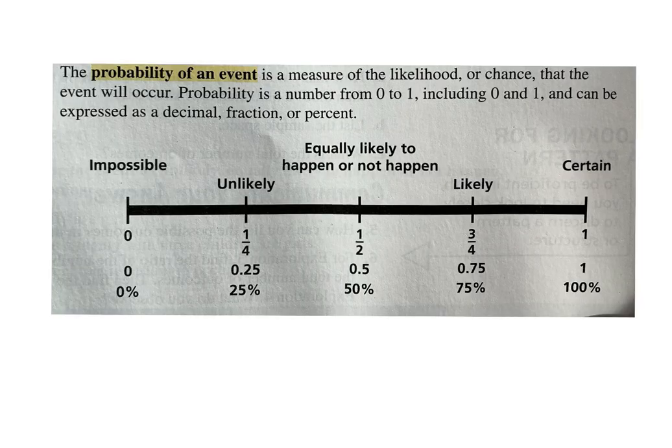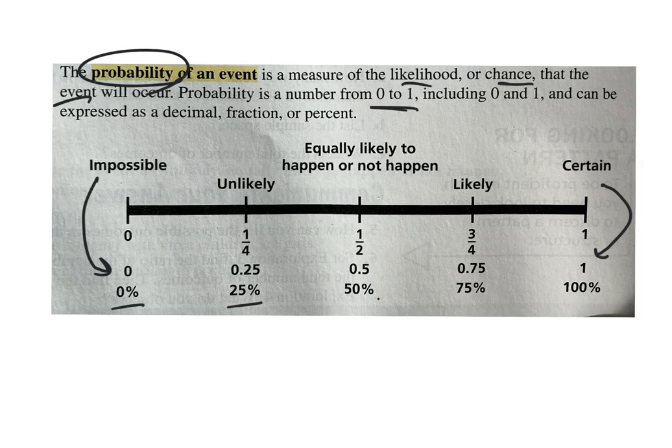All right, the probability of an event is a measure. That's what we're going to be working on these next few days. It is the likelihood or chance that an event will happen or occur. It's got to be a number between 0 and 1, and it includes 0 and 1. If something is impossible to happen, the probability is 0. If it has to happen, probability is 1.